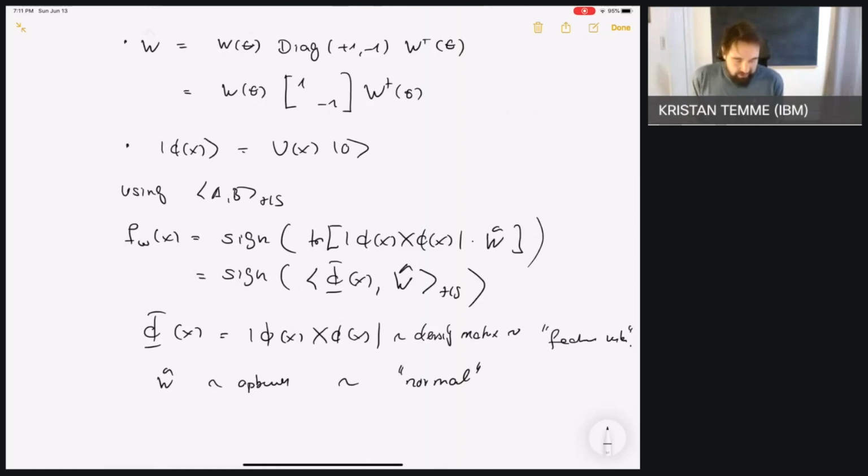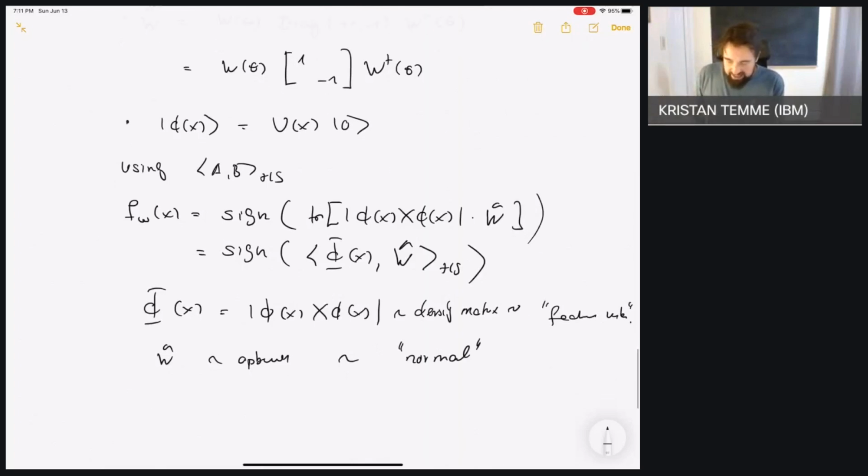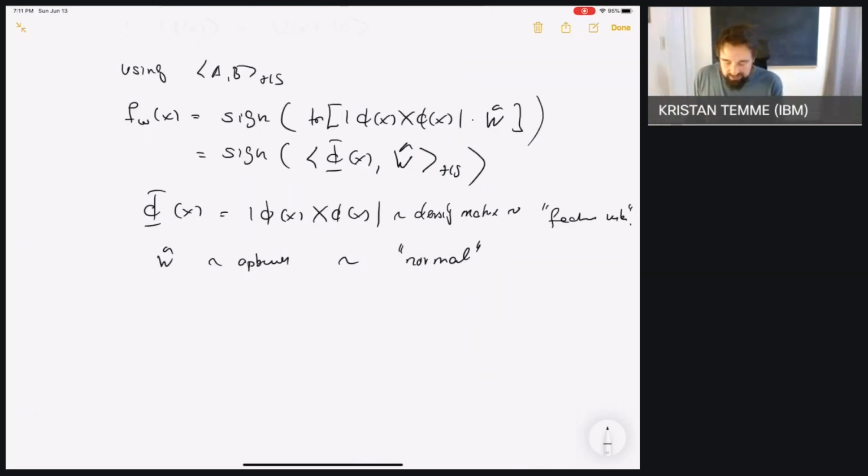So that's the picture. Looking at this, you immediately see that what you actually have to define as your feature vector are these rank 1 projectors in that matrix space. And the normal, which is an observable, is going to be just a matrix in that space as well. It's going to cut everything apart.